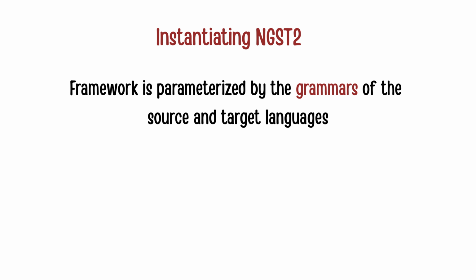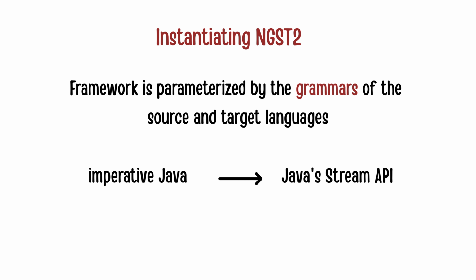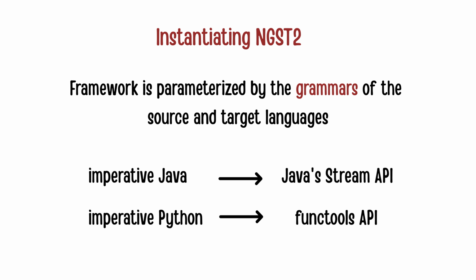One of the strengths of NGST2 is that it isn't tied to a single programming language. The framework is parameterized by the grammars of the source and target languages. To demonstrate this flexibility, the authors instantiated NGST2 in two different settings. The first application translates imperative Java programs into Java's Stream API. The second translates imperative Python programs into functional Python using the functools library, along with constructs such as list comprehensions.